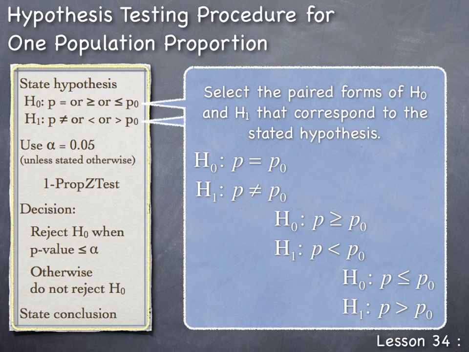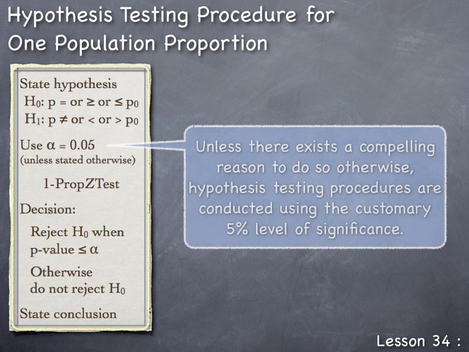Once the selected pair forms of H0 and H1 that correspond to the stated hypothesis is made, then we can go on to the next step. Unless there exists a compelling reason to do so otherwise, hypothesis testing procedures are conducted using the customary 5% level of significance, or alpha equals 0.05.